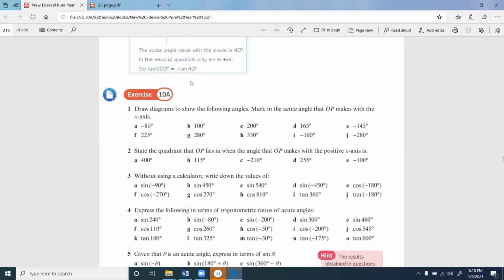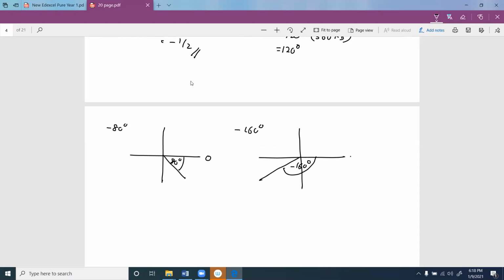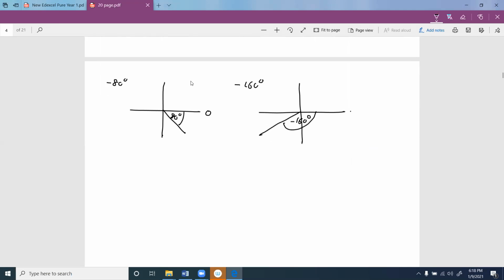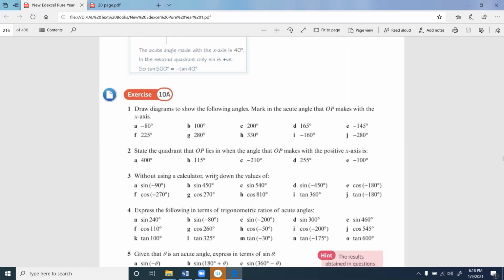State the quadrant that OP lies in if the angle OP makes with the positive x-axis is 400. If you want to draw 400, it's just like this. If you start from here, up to here is 360, and another 40 comes to this side. So this bit turns out to be 40. This is the quadrant where you measure that angle of 400. Those are the main things you have to understand. Others were just basic angles.